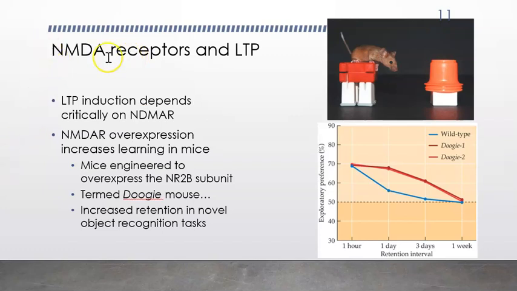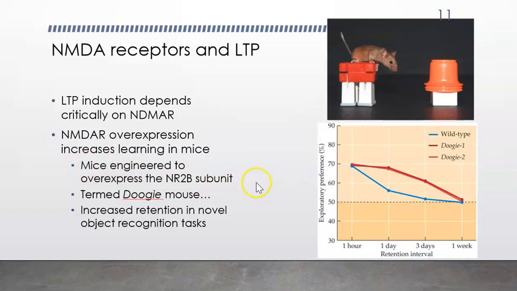LTP, very important with NMDA receptors. The induction depends on NMDA receptors. Okay, we need those NMDA receptors in order to initiate LTP. What we've seen is that in mice, we can look at overexpression of the receptors actually will increase learning in mice. So mice that have more NMDA receptors will learn things quicker than mice that have just a normal amount of NMDA receptors. Okay, so here we just see it.